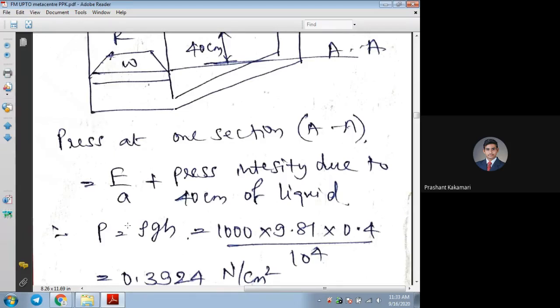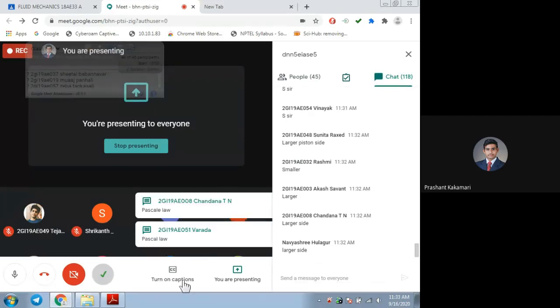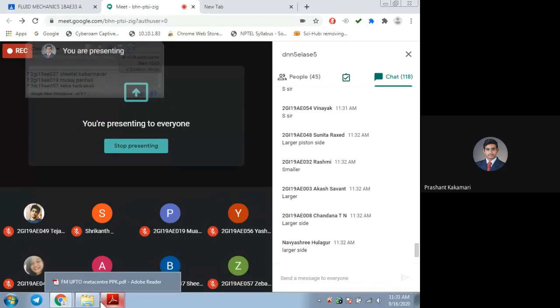That 40 centimeter height of liquid, its weight also they are going to consider, or the pressure intensity of that weight. What is that law? Pascal's law. That is the hydrostatic law, rho g h or rho g z if you take. Because of the liquid height, whatever pressure is acting becomes the hydrostatic law. Pascal's law is, for a given small volume of liquid, pressure on all the sides of the liquid is the same.